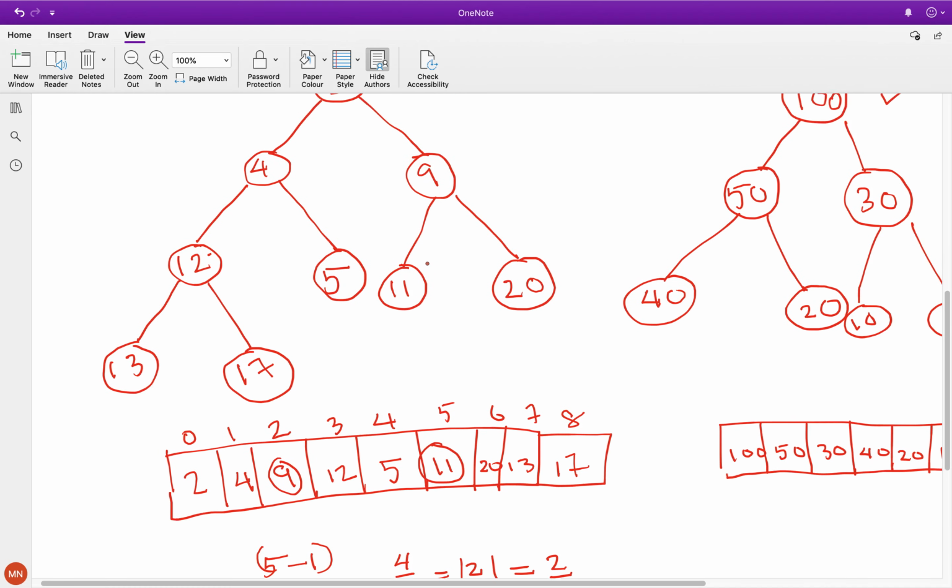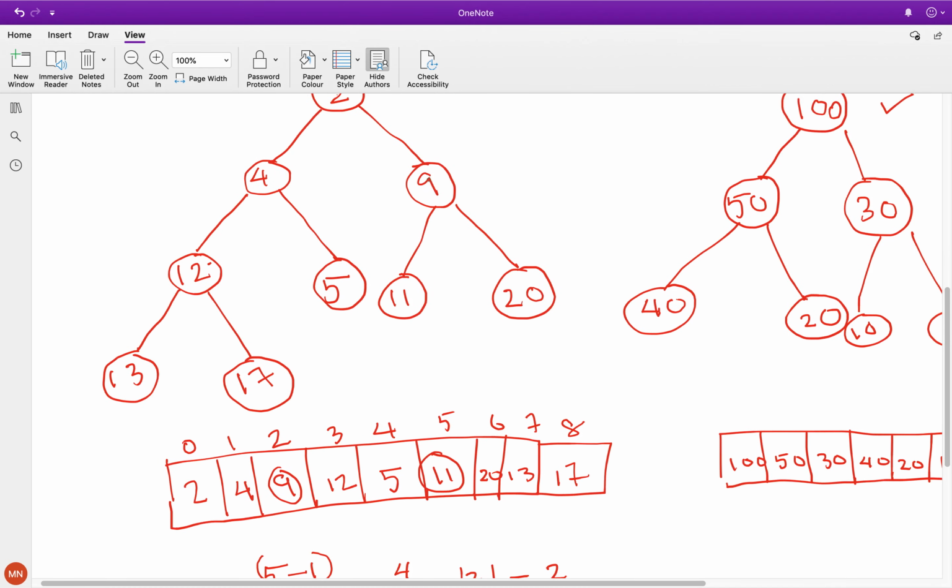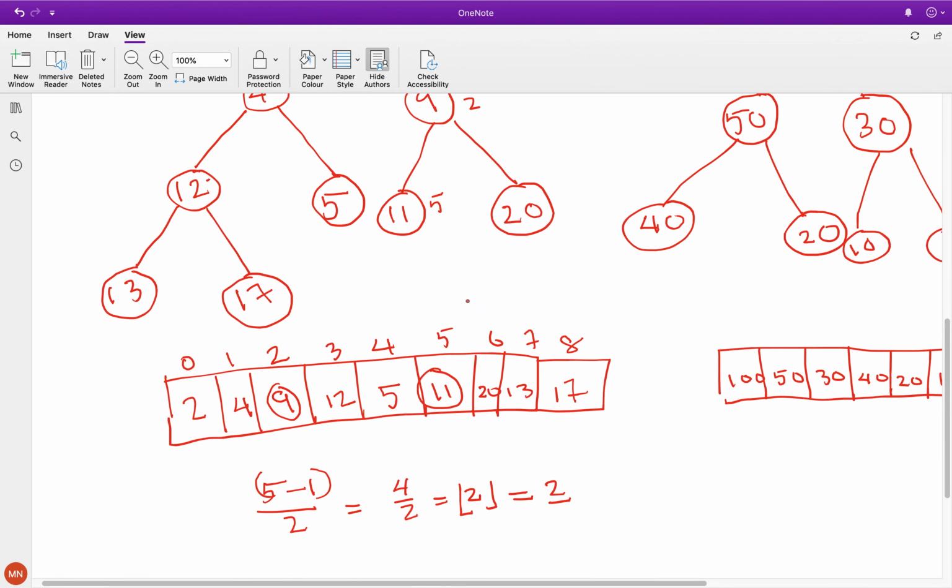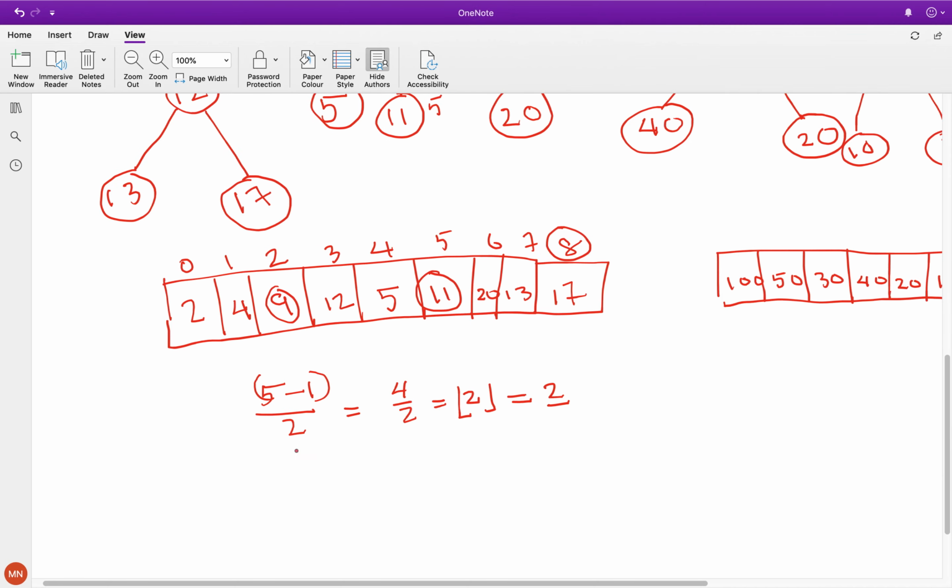If you look here, the number 9 is the parent of 11. This has index 5 and this has index 2. That is true. Now if you want to find the parent of 17, the index of 17 is 8. So you do the same operation, that is (8 - 1) / 2, which is 7 / 2, equal to 3.5.